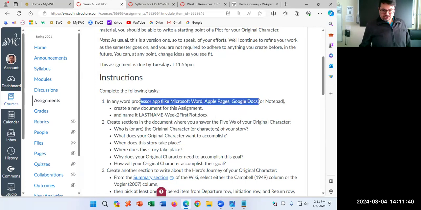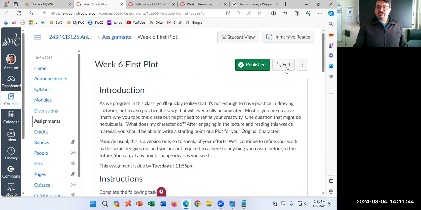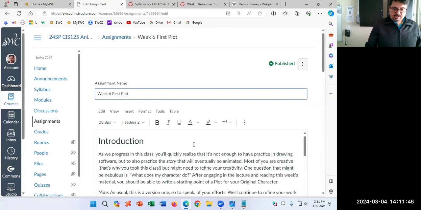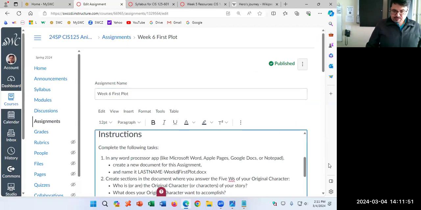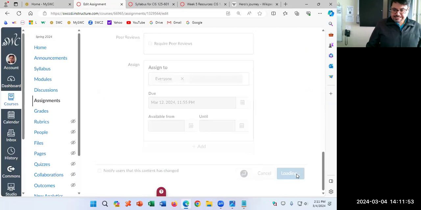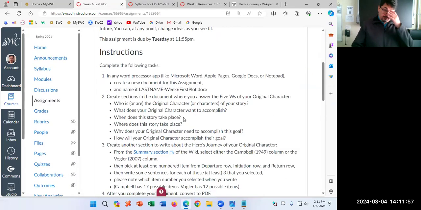So in any word processor document, you're going to write something, put your name on it. Oops, I made a mistake here. That's not week two. This is week six. Just fix this. So you're going to write in any text editor. You're going to have these sections. You have this character that you've invented, and I've been asking you, and this background. You've been writing a little bit already, so you might be very close to even already finishing this.